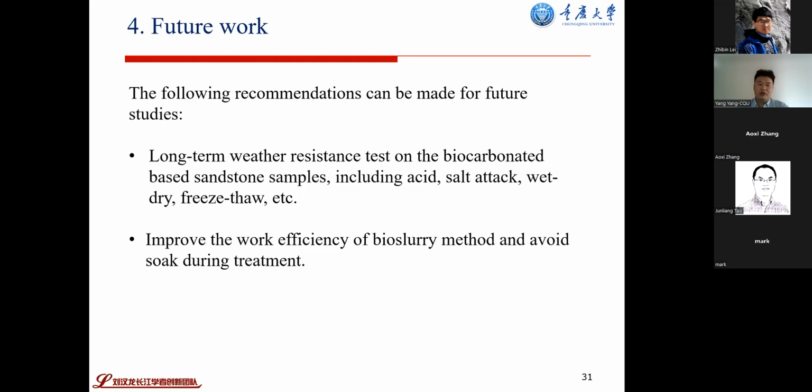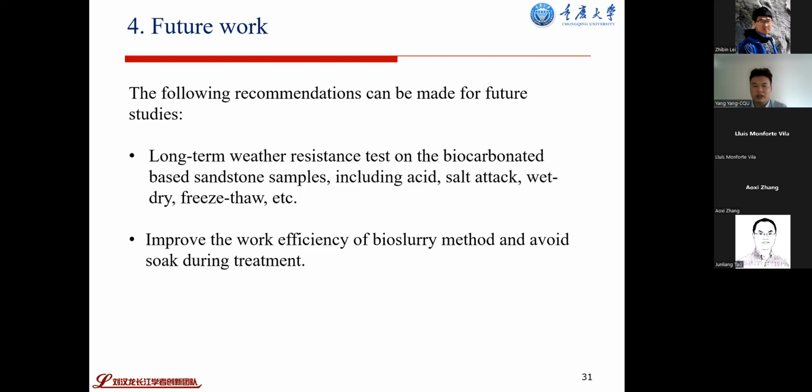The second one is we need to improve the working efficiency of the bioslurry method, because now they use a super glue. Although it's very fast, the strength is very high. Even if the original pottery breaks again, the glued interface doesn't break. This is a problem for them. But for me, they want me to try to make it work faster. They say I need to soak 24 hours. They think it's very long.